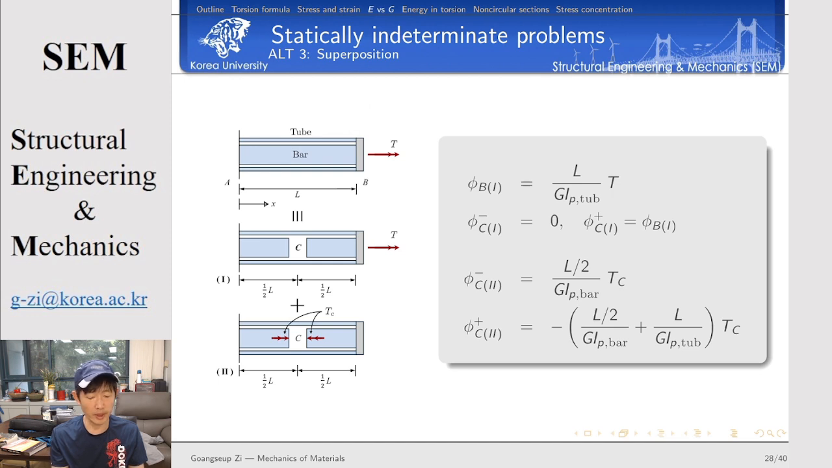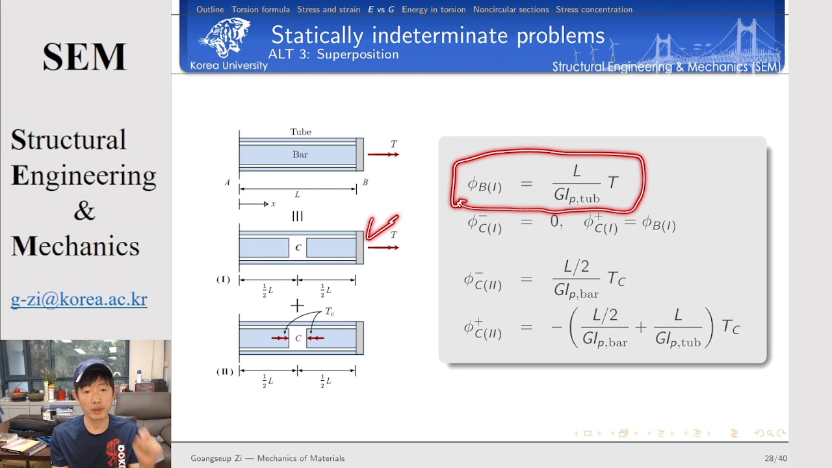Then we can calculate the angle of twist of system 1 very easily using this formula, because in system 1 the bar inside is cut, so it cannot resist and cannot carry any force contributions. That's why we neglect its contributions. We only have the tube part, so we can calculate the angle of twist of system 1 very easily using the shortcut formula.